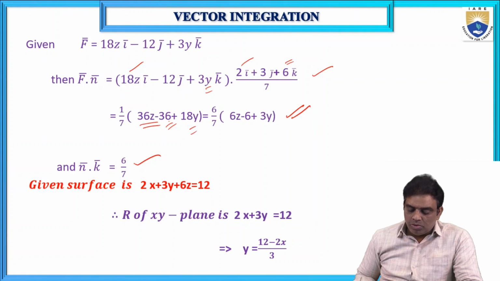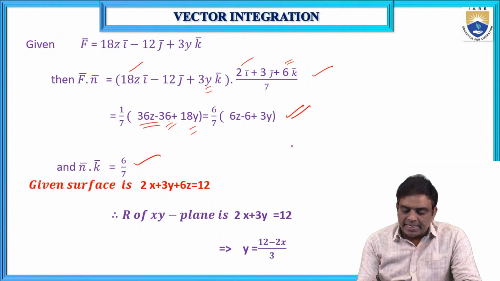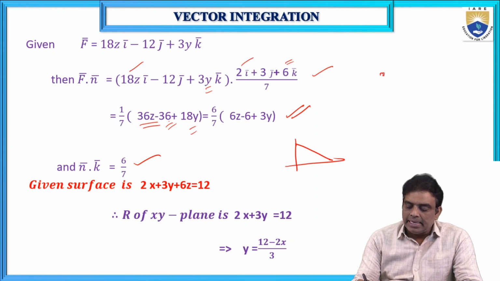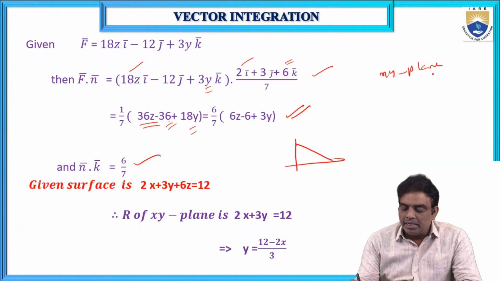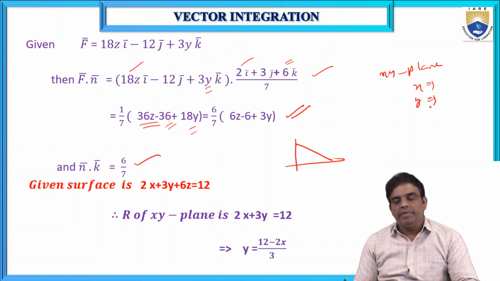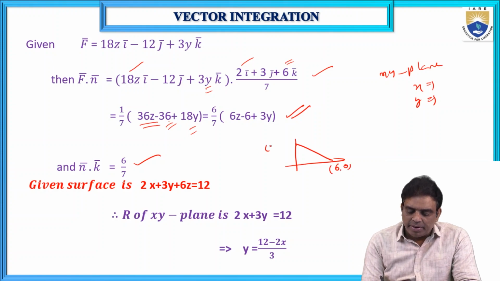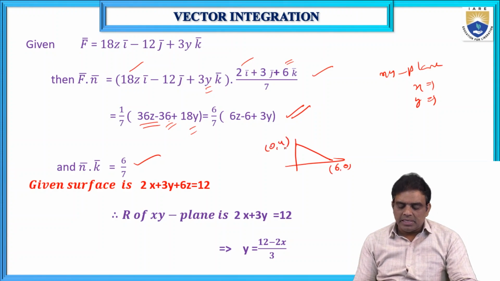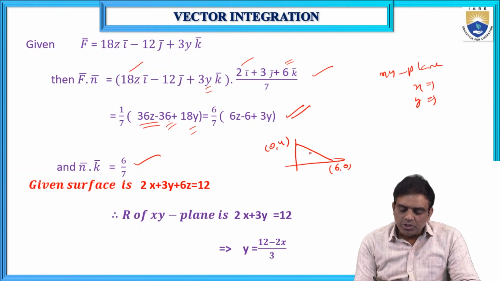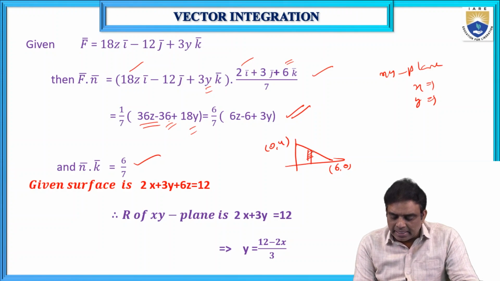Now to find the limits of the integration. How to find the limits of the integration? Because we are considering the xy plane, there will be an x limit and a y limit. One is a constant limit and the other is a variable limit. So the x-intercept is 6 as per the given problem and the y-intercept is equal to 4.